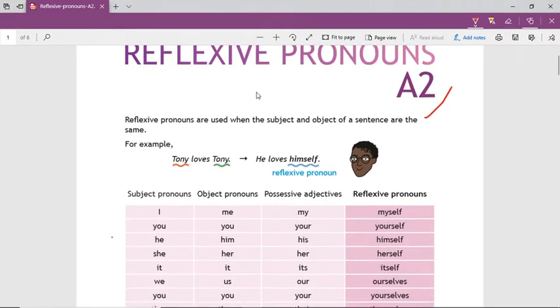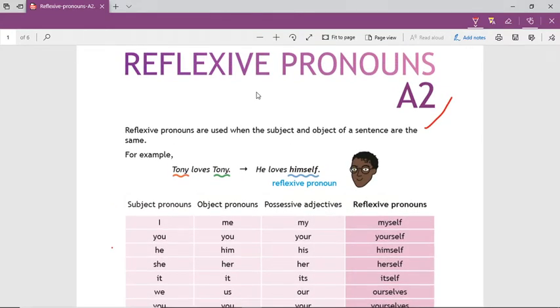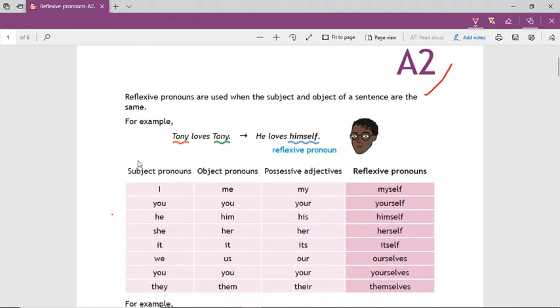What is a reflexive pronoun? A reflexive pronoun is used when the subject and the object of a sentence are the same. A subject is the topic or area you're discussing, and an object is the noun or particular thing you might be describing. For example, if Tony loves Tony, instead of saying Tony loves Tony, you would say himself. He loves himself. So instead of using the word twice, you have a reflexive pronoun.